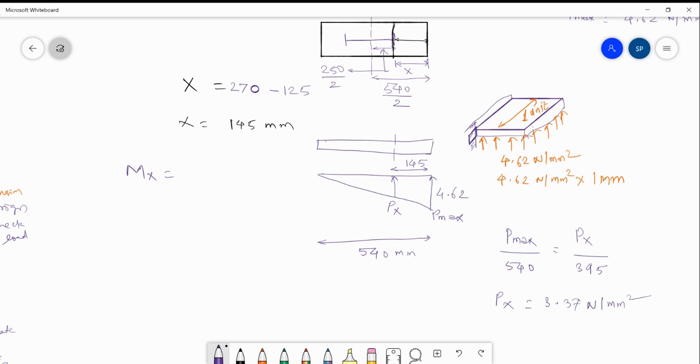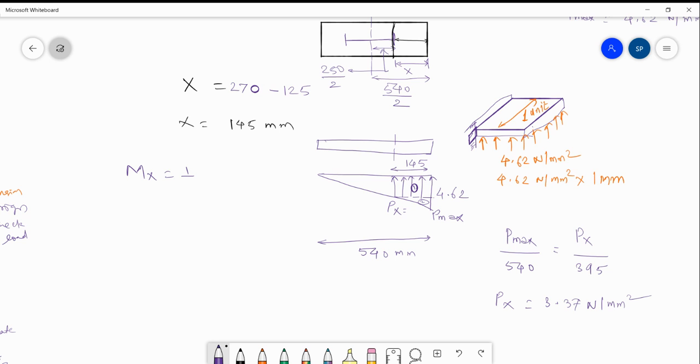Then you will be able to calculate bending moment at critical section. So here you can convert this loading into two segments, one rectangular portion, part 1, and one triangular portion, part 2. The bending moment at critical section will be because of these two divided load segments. So first we will go for this rectangular portion which is having pressure intensity Px equal to 3.37.